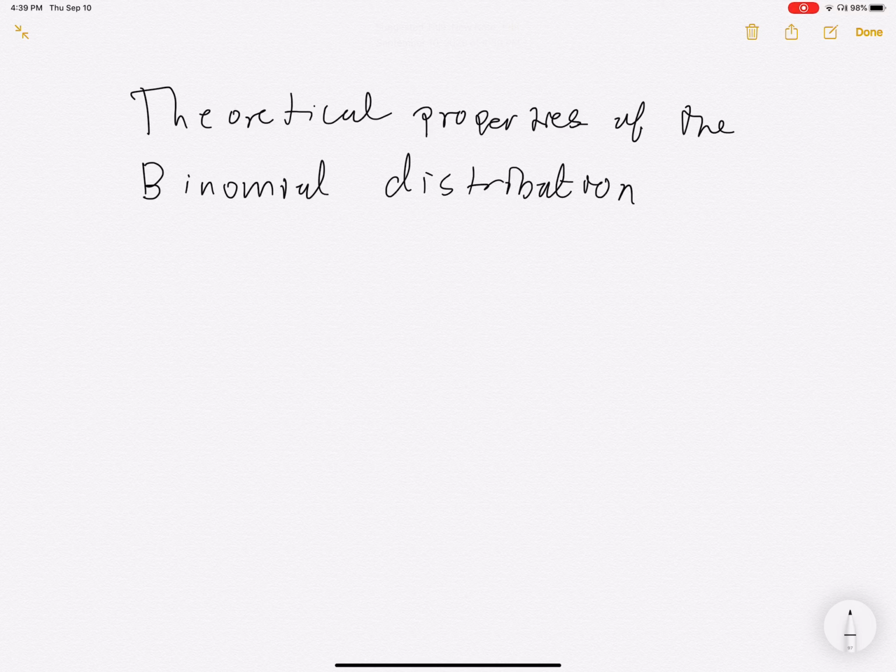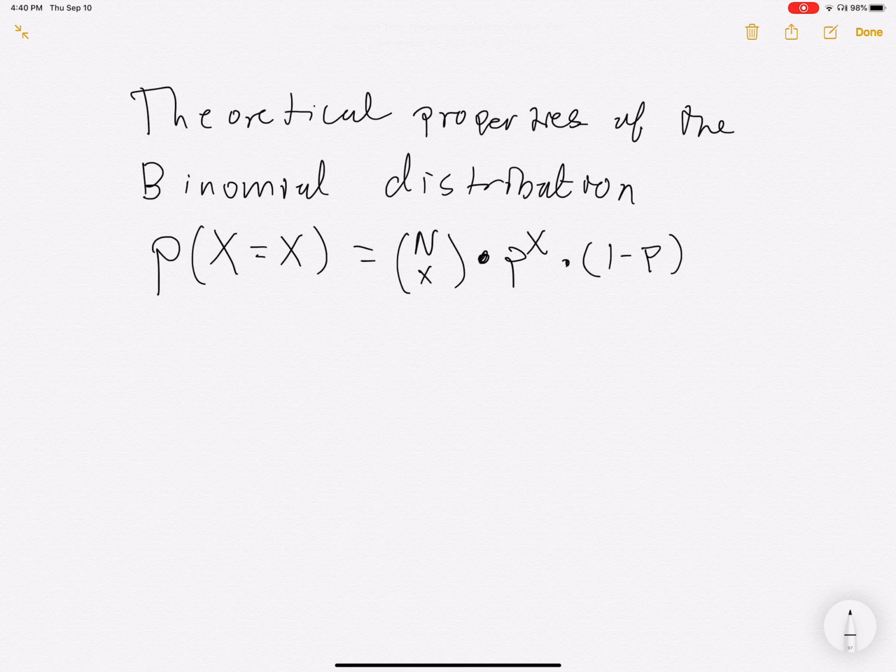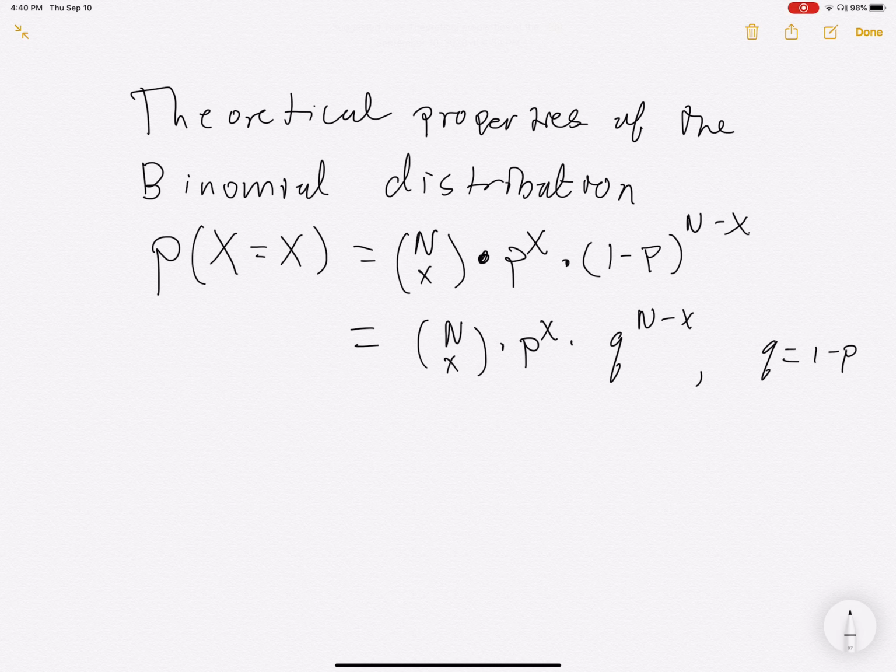So just to recap, the binomial distribution is captured by this density function. The probability X has little x successes is n choose x times p to the x times 1 minus p to the n minus x. Some people also write it like this, p to the x times q to the n minus x, where obviously q is equal to 1 minus p.